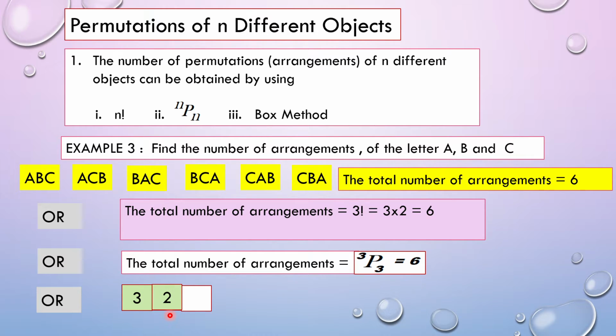That means now we have already occupied the first box, occupied the second box. That means we have already taken out 2 letters. So at the end we have only one more left. So for the third box, the number of options we have is only 1. So you multiply all this and you will be able to get the answer. So these are the 3 ways to find the arrangement of n different objects. Remember, here given n objects, you arrange all n objects.